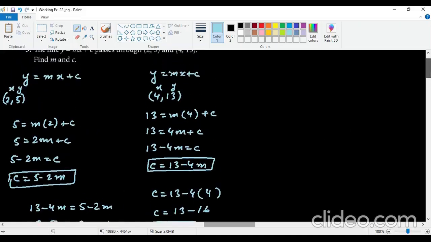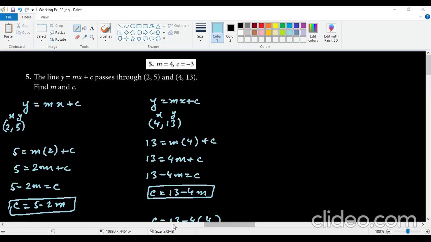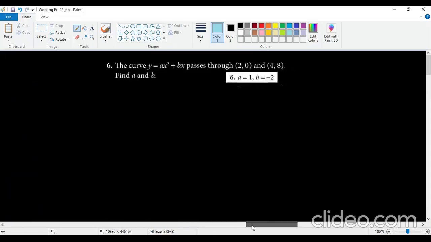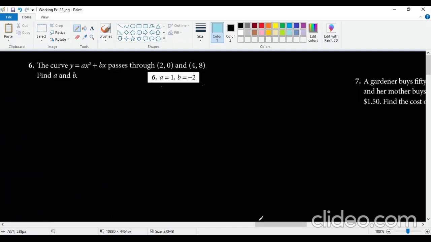Moving on to question number 6. Question number 6 is about a curve. In a curve, it says we do the same thing. First, we will write this ax square plus bx 2 different times. I will write this, using the same strategy that we have done in the previous question. Ax square plus bx.